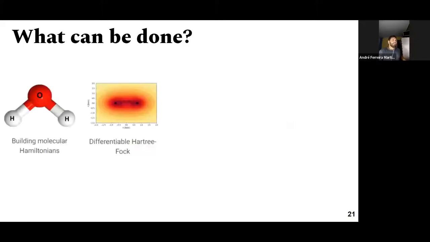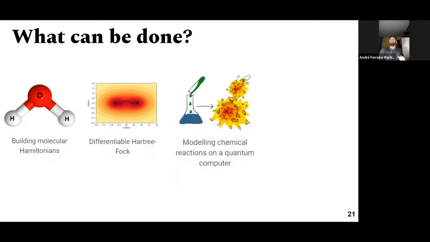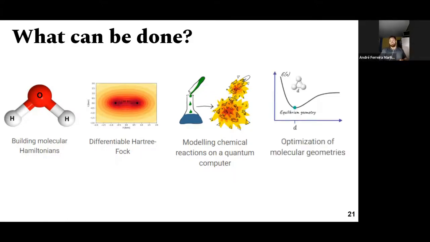So with quantum computing, we have some very formal tools for us to better define our chemical problems. So building the molecular Hamiltonians, which are the way that molecules interact and how atoms interact to make up a molecule. We can do the so-called differentiable Hartree-Fock method. Hartree-Fock is one of the most prominent methods for doing quantum chemistry. We can do this differently in quantum computing, which is a very good thing if we want to keep advancing our quantum simulation methods. And we can do some more pragmatic stuff like modeling chemical reactions, simulating chemical processes, optimizing geometry of molecules, okay?